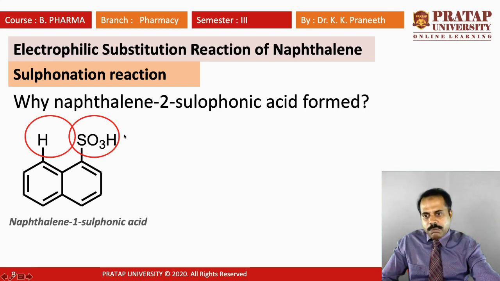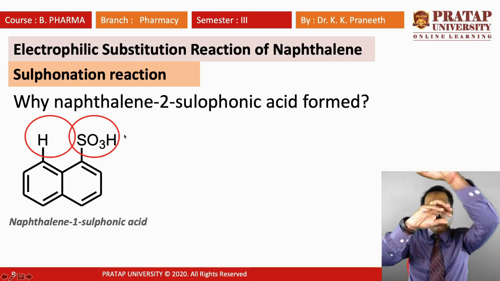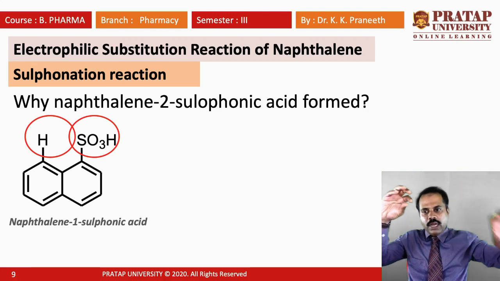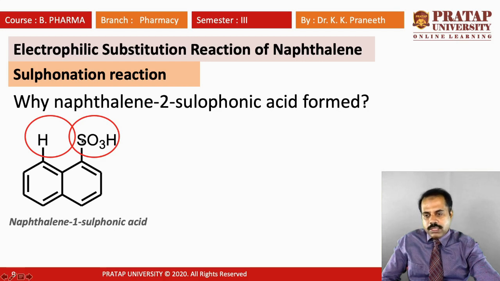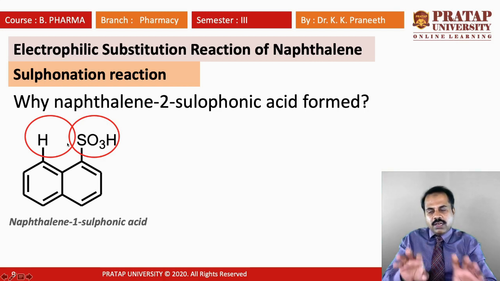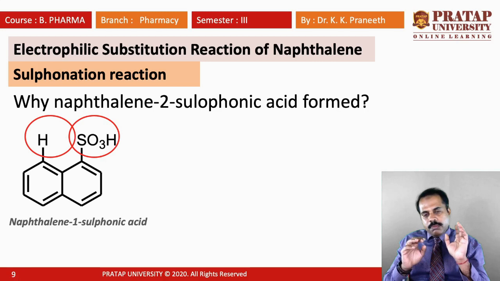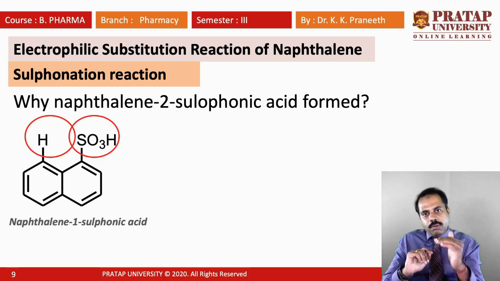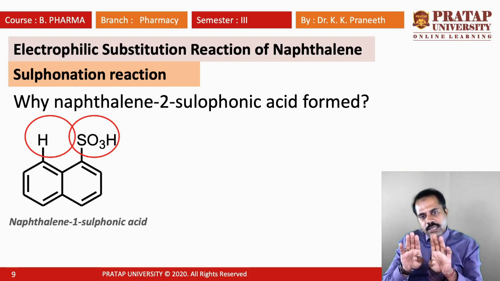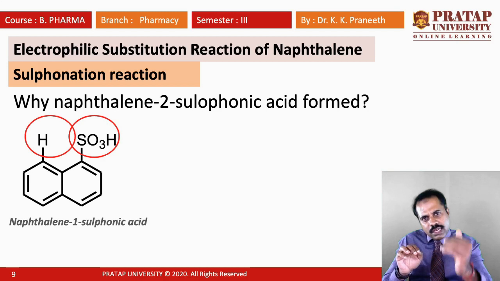And sulfonic acid is a big group. It is having S, O, and H. So there are 5 atoms: 1 sulfur, 3 oxygen, and 1 hydrogen, so total 5. This can have an interaction. So always remember, less energy or less interaction is more stable. Less energy of a molecule or less interaction. Less interaction automatically means less energy.